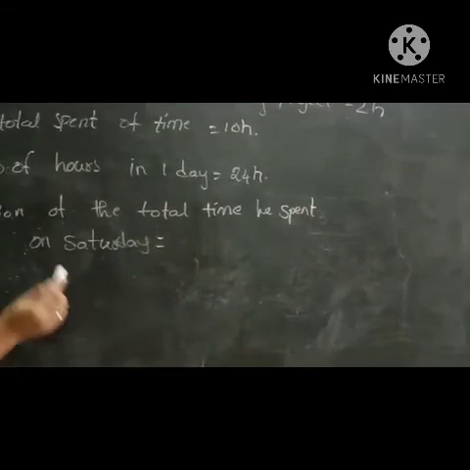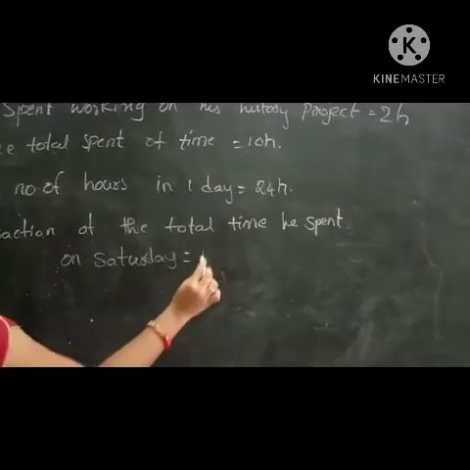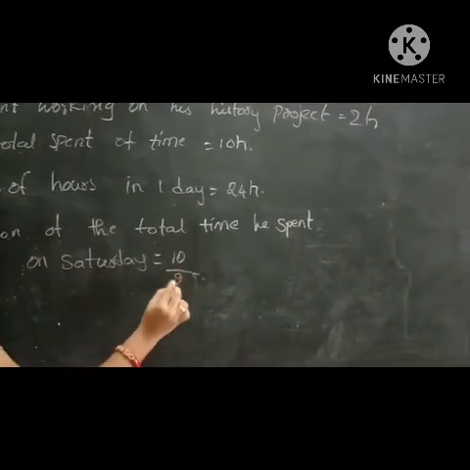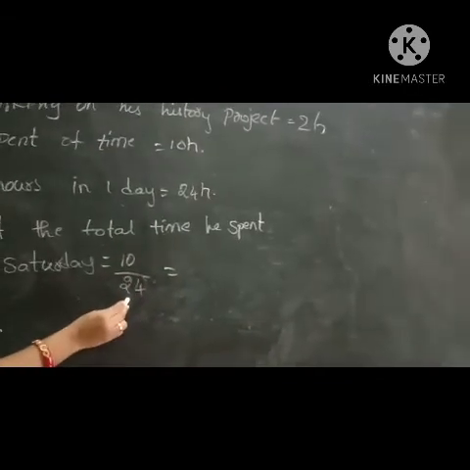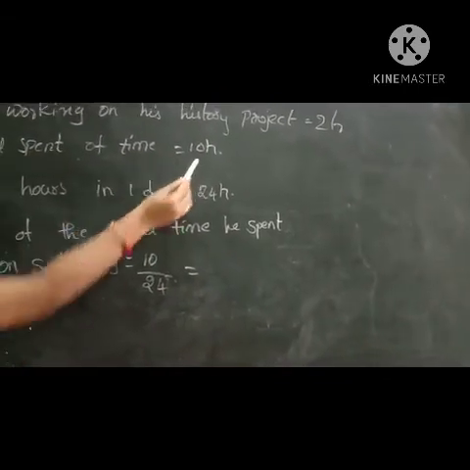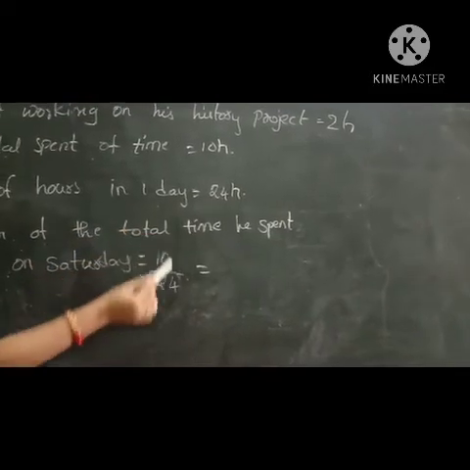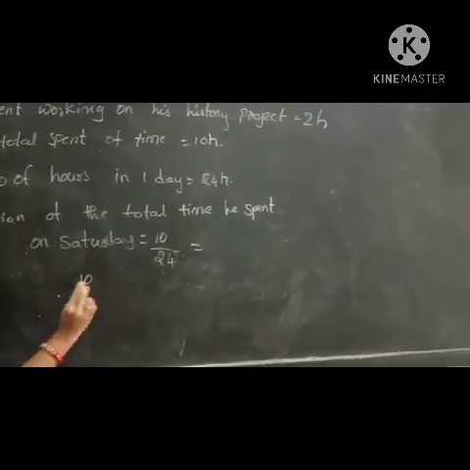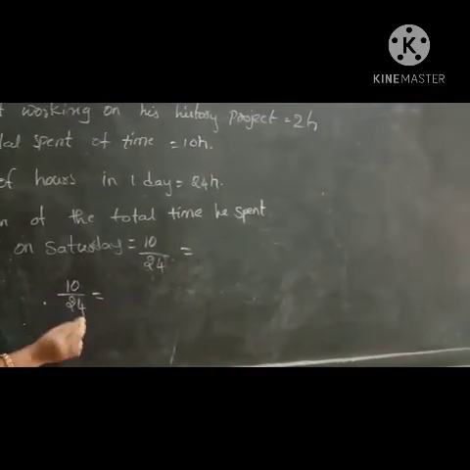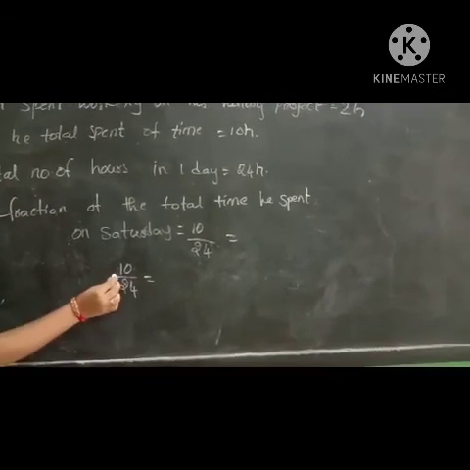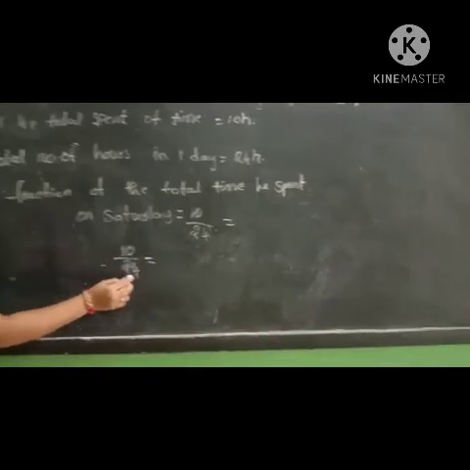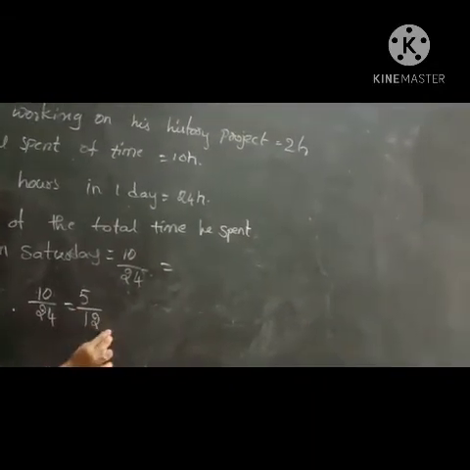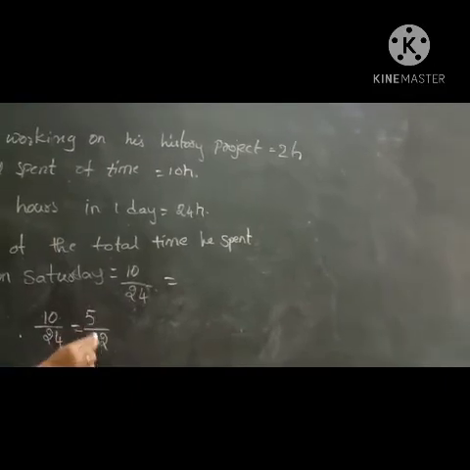How many hours did he spend? Total hours 10, no? 10 by total hours in one day, 24 hours. See here children, 10 and 24. 10 is the total spent hours and 24 is the hours in one day. So 10 by 24. 10 and 24, in which table are they there? Yes, in the 2 table. 2 5s are 10. Next, 2 12s are 24. This is the fraction.